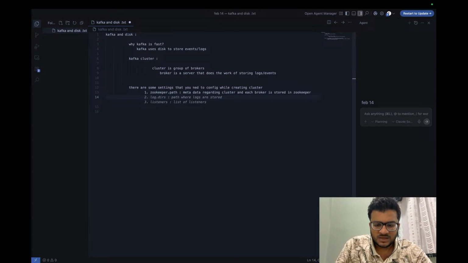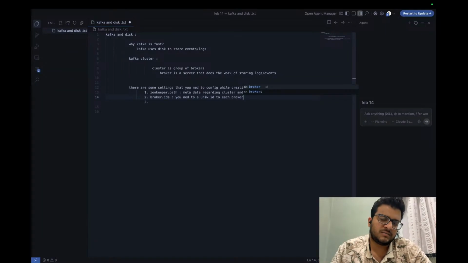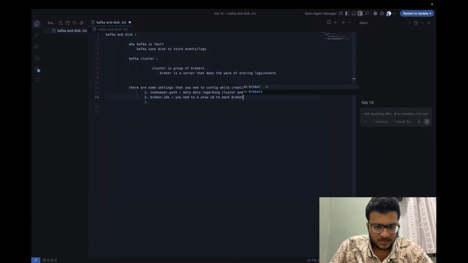The second one is broker.id. Let's say there are three brokers, and you need to give a unique identifier to each broker. When you try to create a broker with a repeated value, for example while creating the third broker with ID one, which is already created, it throws an error. You cannot create that.